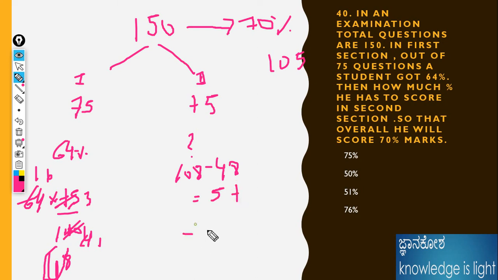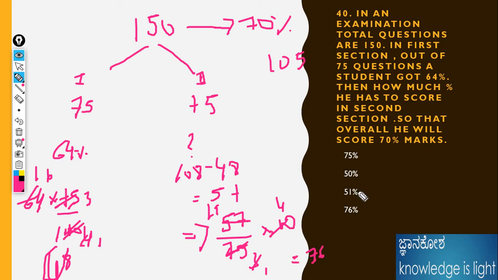What is the value? 57, isn't it? Therefore, among these 75 questions, only 57 is present. Therefore, the total percentage is 75 marks. What is the percentage of this one? 57 divided by 75 gives 76. 76 is the answer, isn't it?